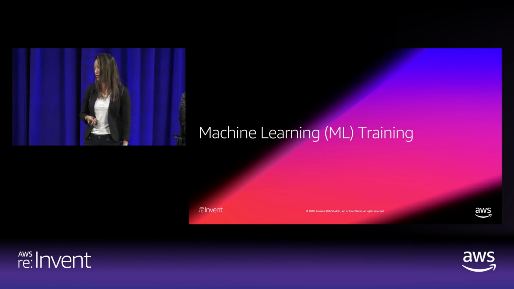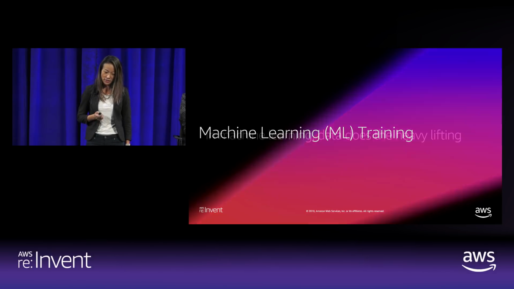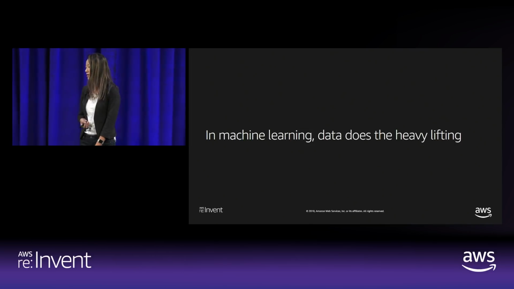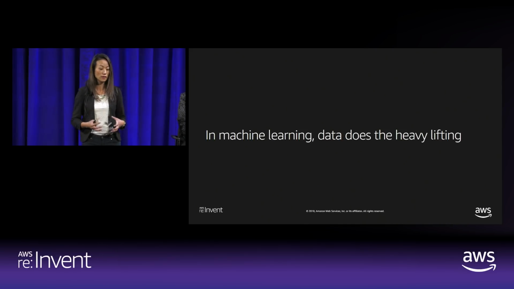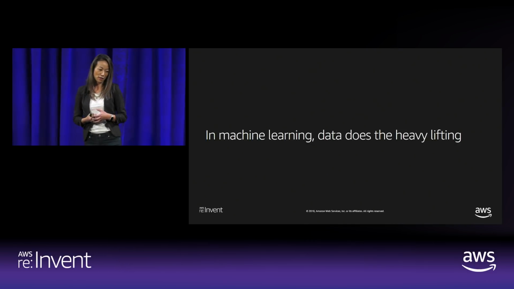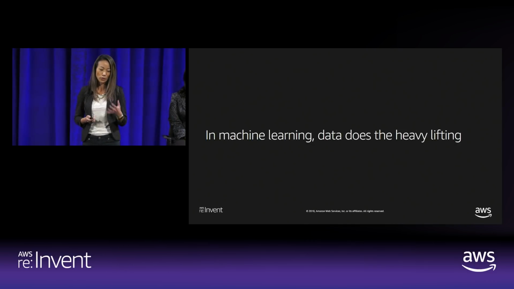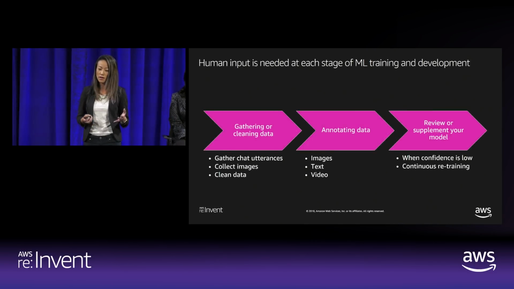The next major use case is machine learning training. As you know, machine learning is a field of artificial intelligence that really relies on statistical models to make predictions. And with that, data does the heavy lifting. Garbage in, garbage out: the more high quality training data you have, the more effective your model will be. This is where our customers work with us because, as it turns out, human input is needed at every stage of the machine learning training development process.